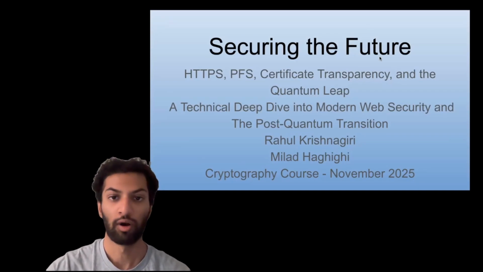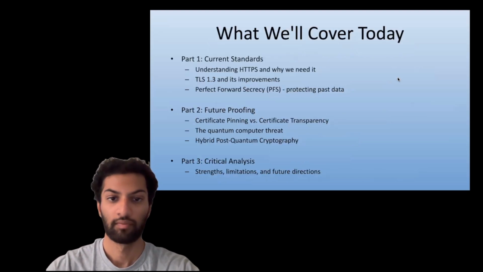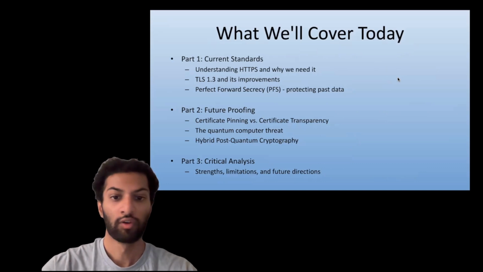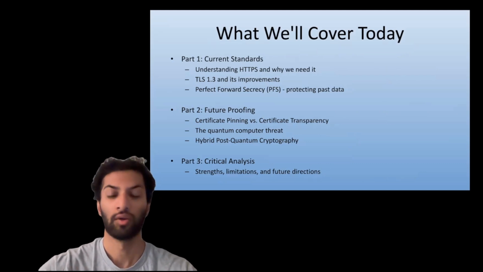Today we're exploring modern web security from HTTPS to quantum-resistant cryptography. We'll cover three parts: current standards like TLS 1.3 and perfect forward secrecy, then future proofing through certificate transparency and quantum-resistant crypto, and finally critical analysis of strengths, limitations, and where things are heading.